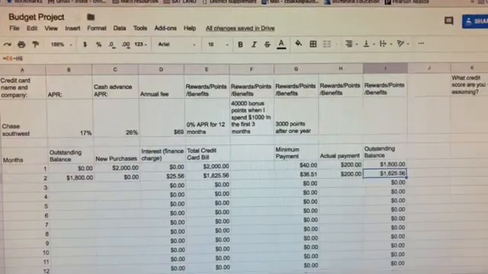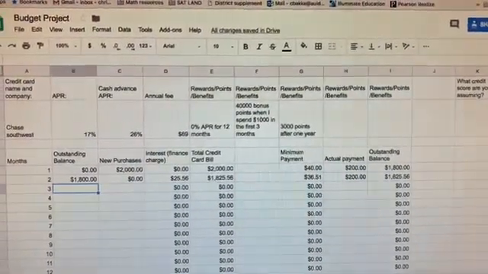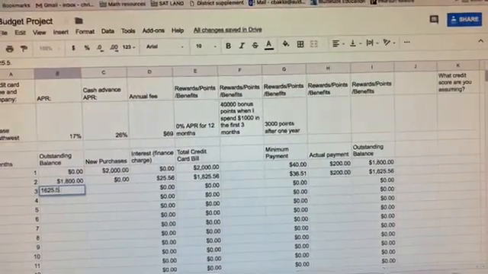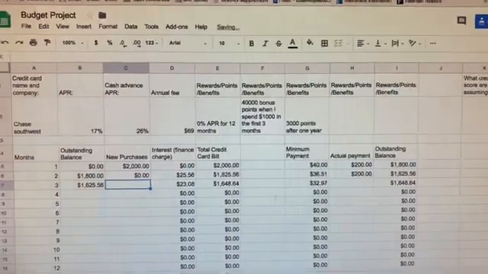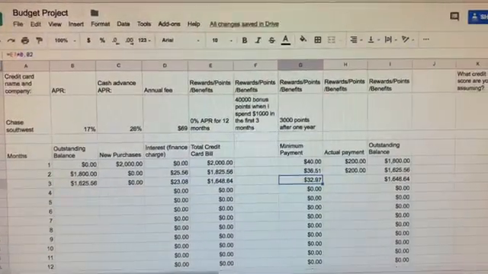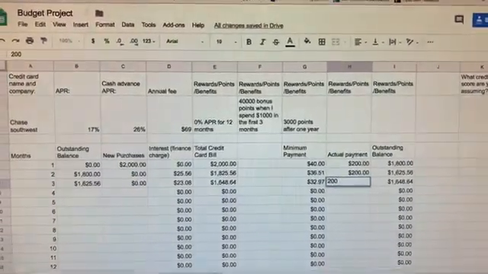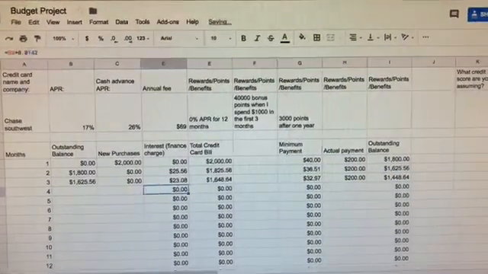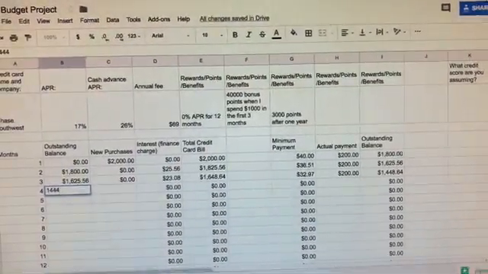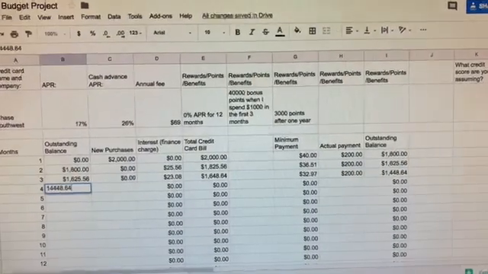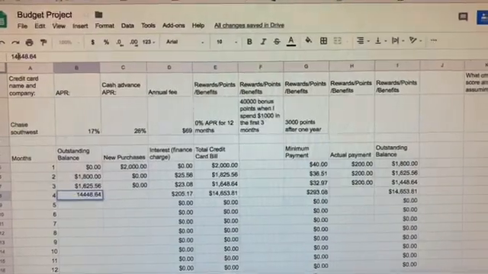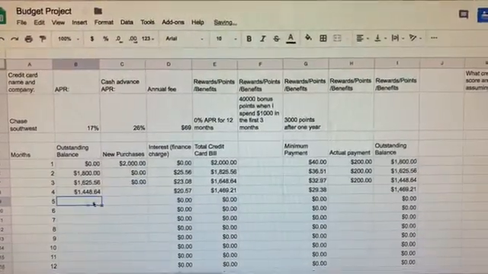There's your new outstanding balance. I'm gonna go and type that number at the start of month 3. I'm gonna assume I bought nothing new. I still owe this amount of money. Let's assume another $200 payment. Boom, that's what I'm gonna owe. I still owe $1,448.64. Now in this fourth month, oops, one too many 4s, so I can scroll up and delete one of those, so now that matches.